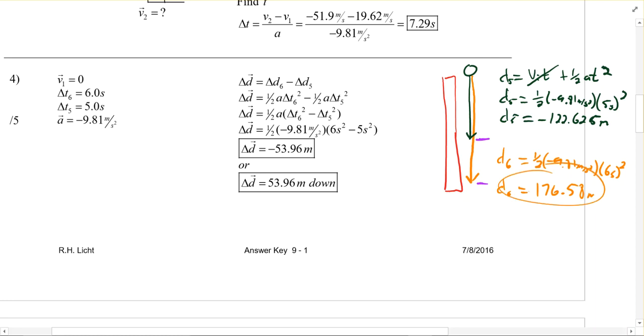Okay, so we just got those two numbers. Really, all we've got to do is figure out what's the difference between them.